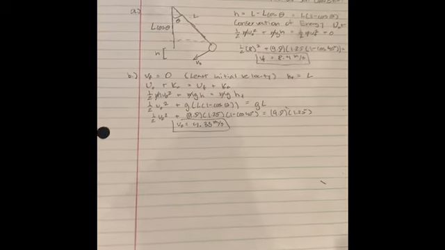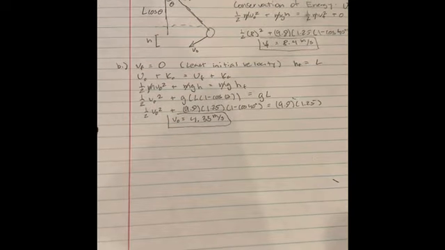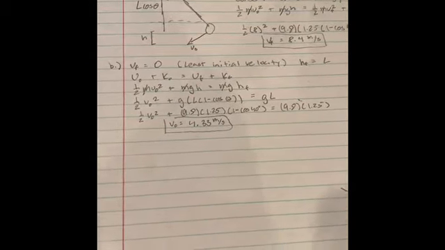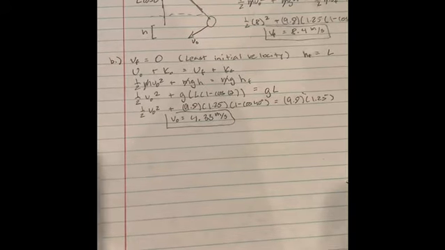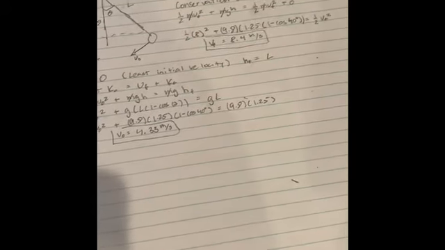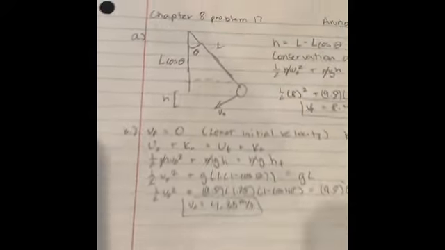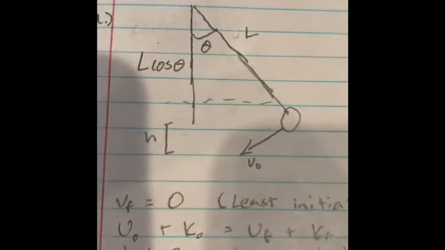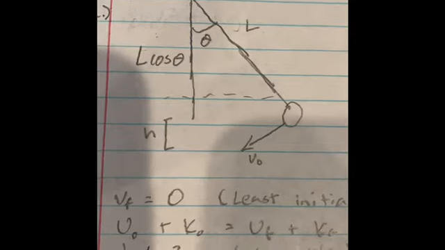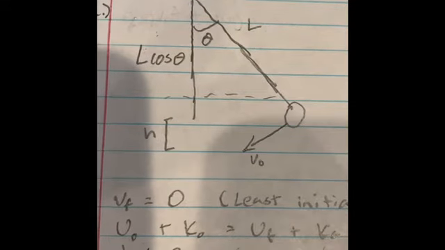So for A, it asks what's the speed of the bob when it's at its lowest position if the initial velocity is 8 meters per second. Here I drew a diagram of it, and you can see h is just the difference in height between its initial position and its lowest position.